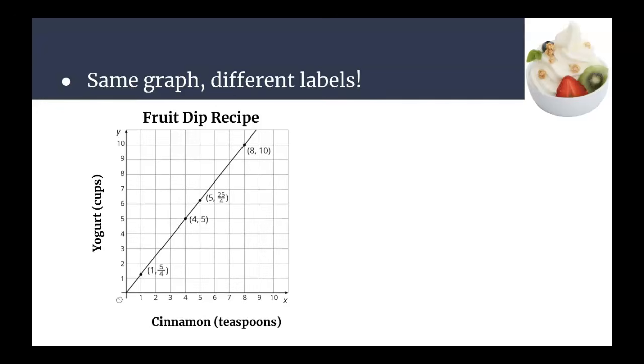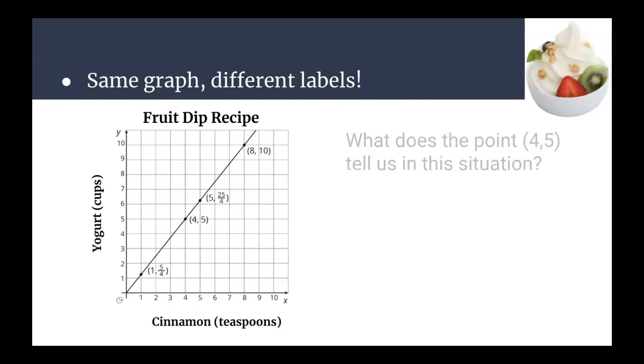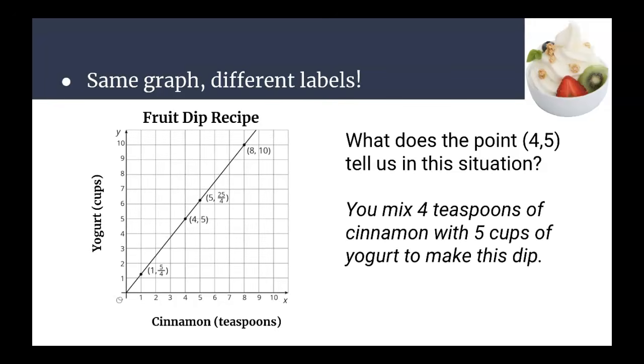All right, I'm going to give you the exact same graph, but this time I have different labels in it. So in this graph, what does the point (4, 5) tell us? All right, this one tells us you mix 4 teaspoons of cinnamon with 5 cups of yogurt to make this dip.